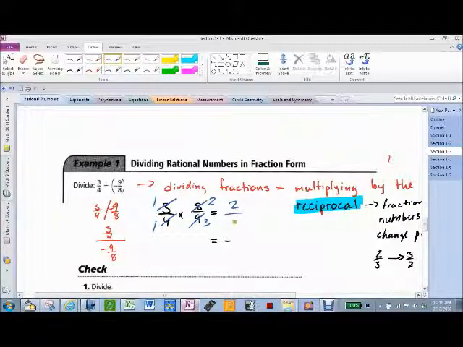What's 1 times 3? 3. Now, am I done? Got to remember that negative sign. So it's -2/3. Is everybody cool with that? Yeah. That's it. That's dividing fractions.